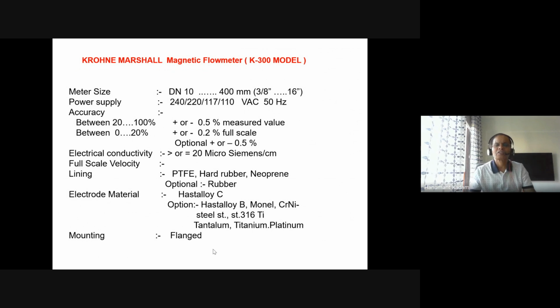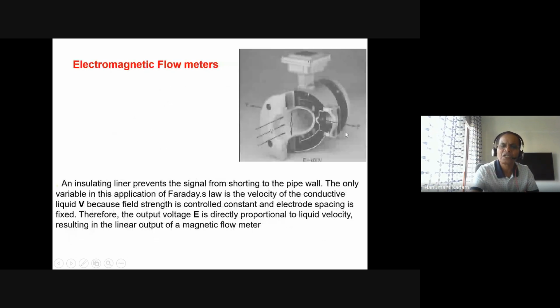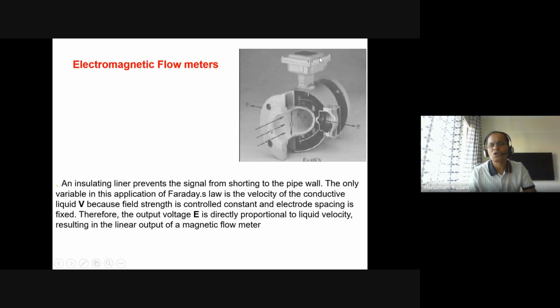Mounting is a flange. Mounting is a flange means if you see here, this portion is called a flange. A hole you can see now. So this side in the pipeline you can fit. So it is fitted in the flanges with the nut bolts. This side and this side you can see this flange nut bolt, and here on this side.